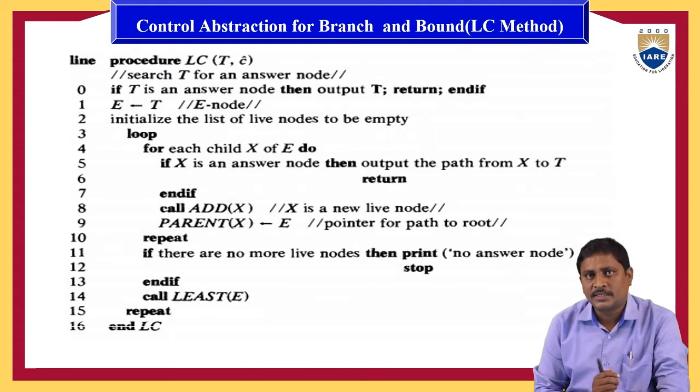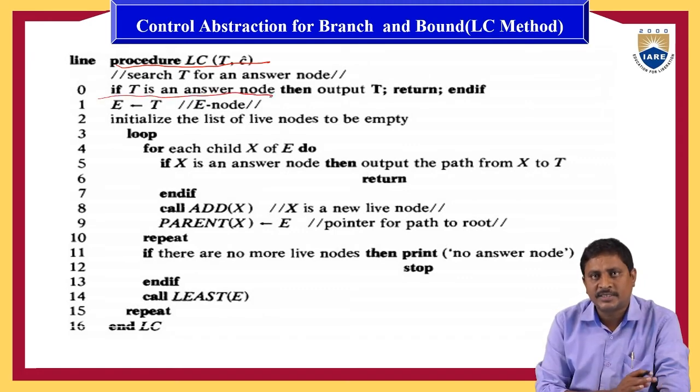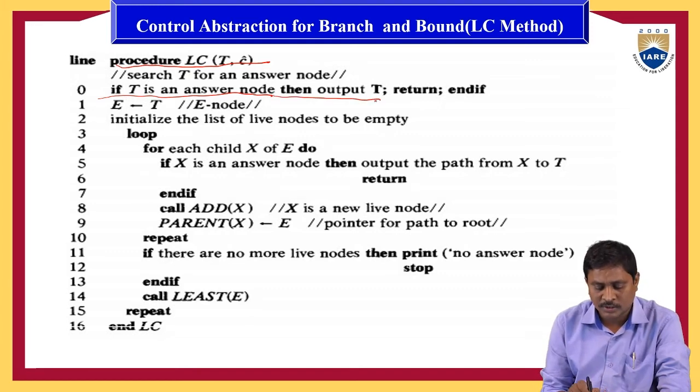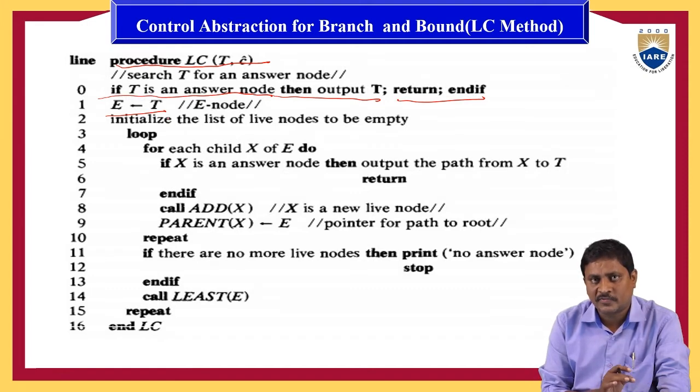And next, this is the control abstraction of branch and bound least cost search. Now here we see procedure LC of T comma C cap. If T is an answer node, T means tree, C cap is the least cost function. If T is an answer node, then output T and return, end if. E is equal to T, which means the first node is taken as the E node.